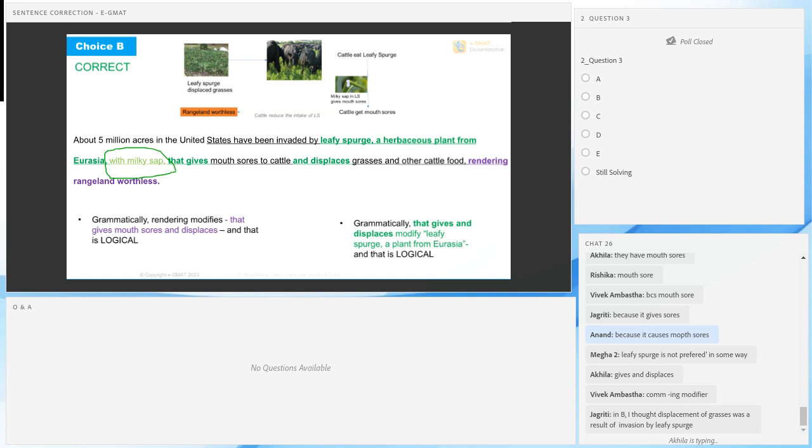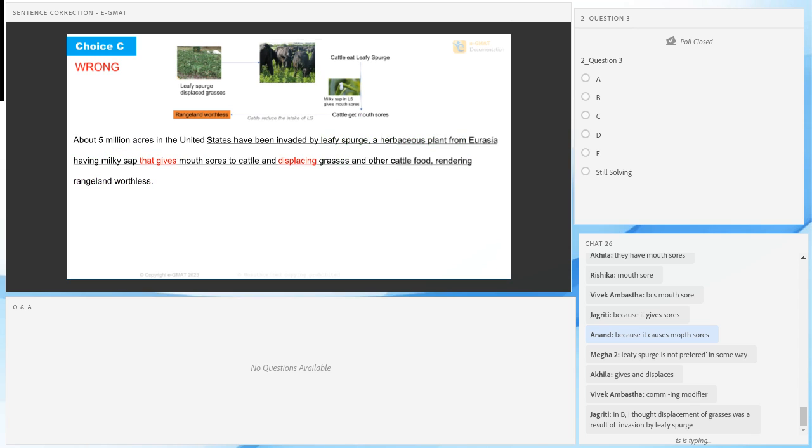Now, see, Jagrati, what this sentence is saying is that 5 million acres have been invaded by leafy spurge. Leafy spurge gives mouth sores and displaces grasses, right? So leafy spurge is doing two things: it's giving mouth sores and it has displaced grasses, right? Now, both of those things have rendered the rangeland worthless.